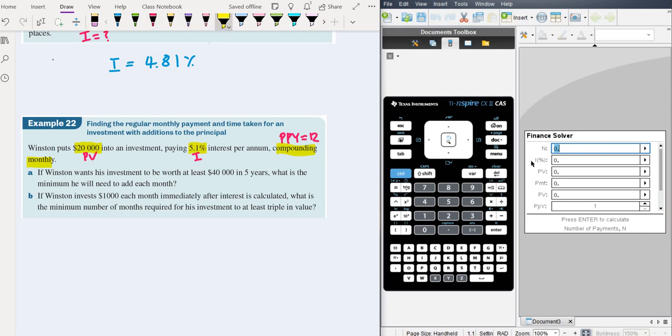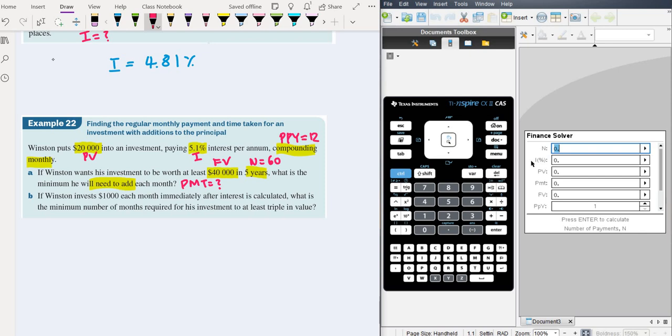And the first part of the question asks us to find, if he wants the investment to be worth at least this much in 5 years, what is the minimum that he will need to add? So we are asked to find, well, how much are we adding? So what is the PMT? And we're given N, which is 5 years, but it's happening monthly. So it's 12 times 5, which is 60. And we know this is the future value that we're trying to achieve. We're trying to get to this $40,000.